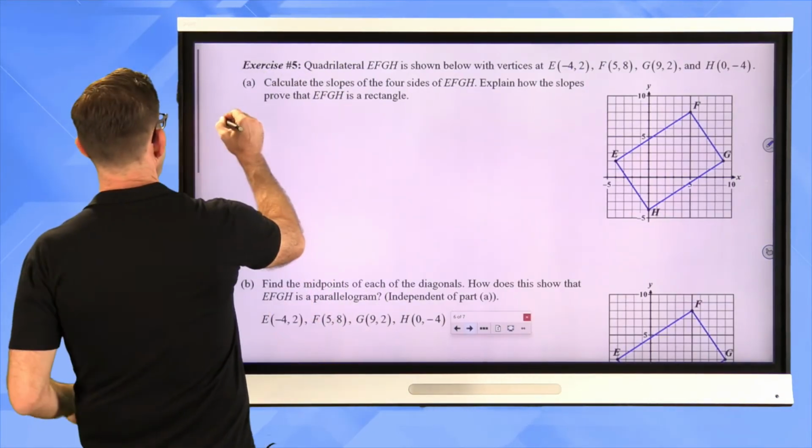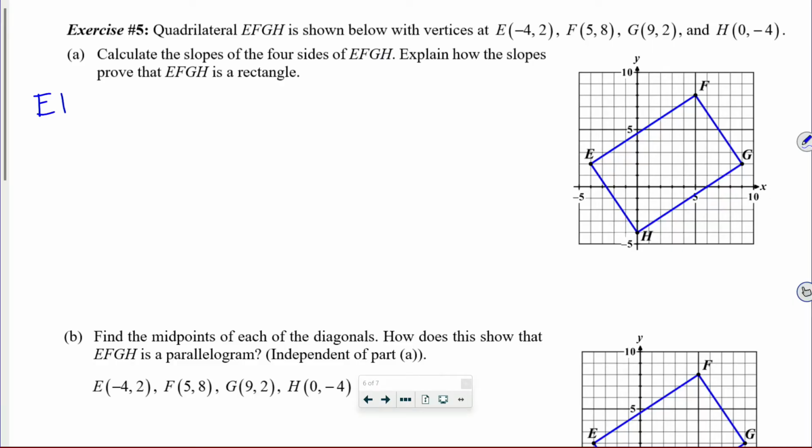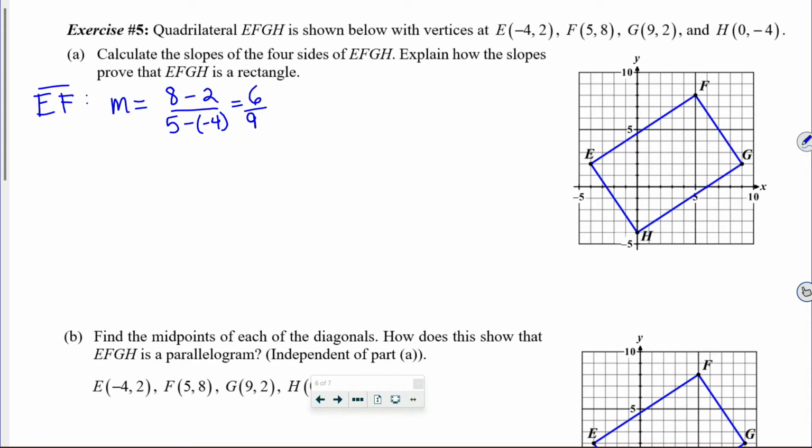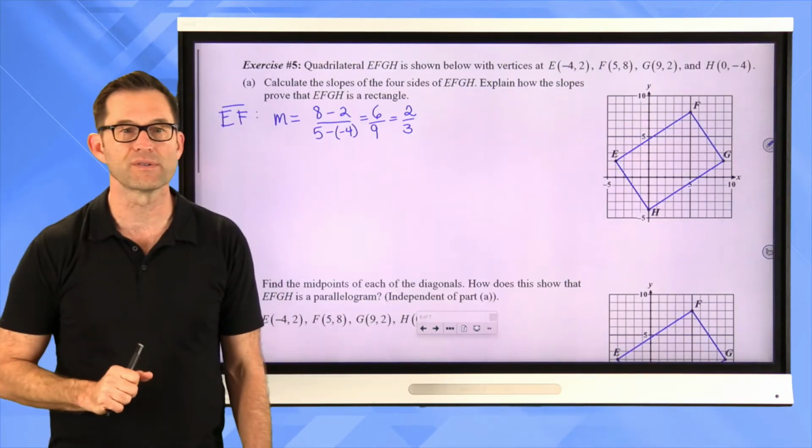So again, I'm not going to say EF equals, because that would be the length of EF. I'm going to say EF with a little colon, and that just allows me to then write this down. M is equal to 8 minus 2 over 5 minus -4. 8 minus 2 is 6, 5 minus -4 is 9, and I always want to simplify, and I'll get the slope of EF is 2/3.